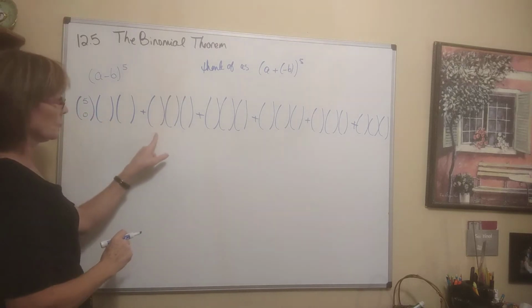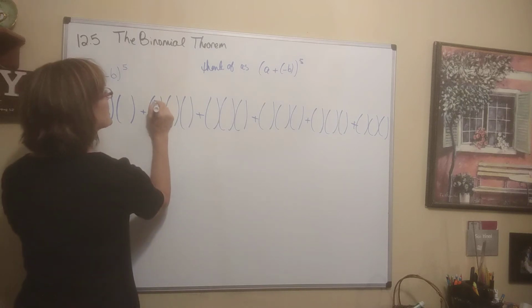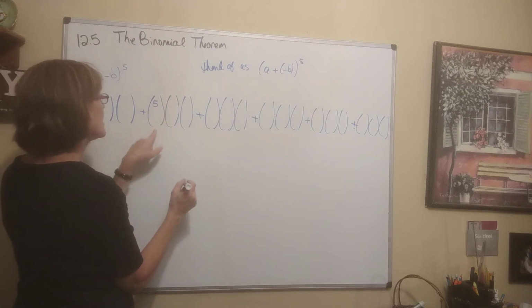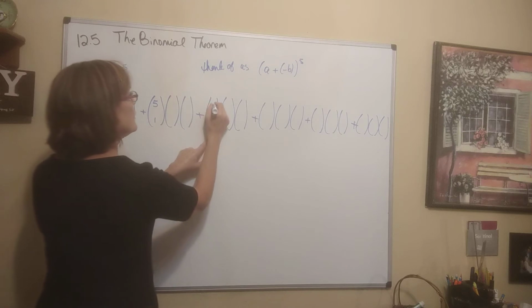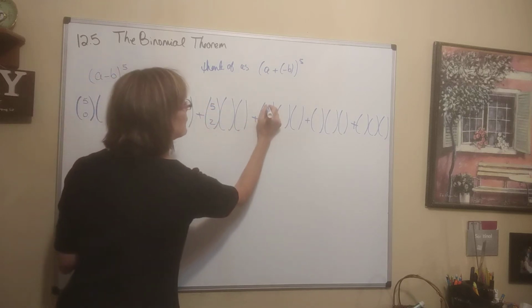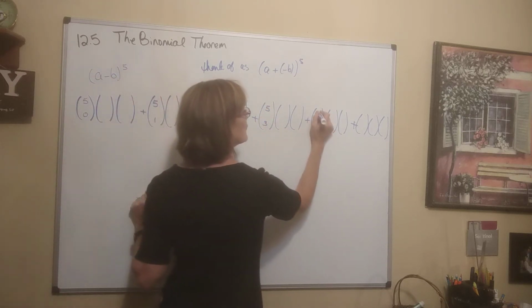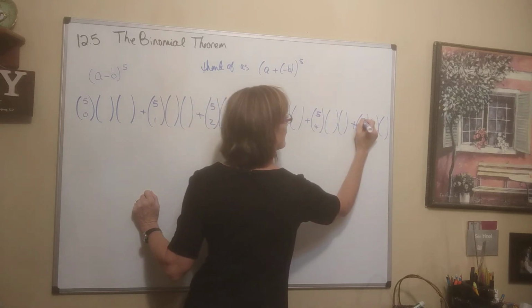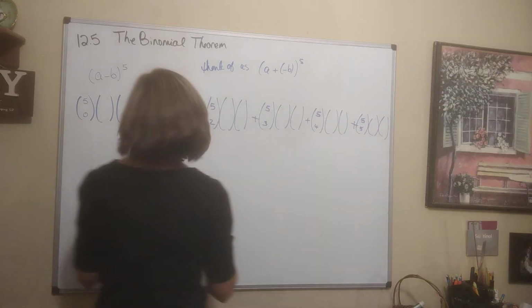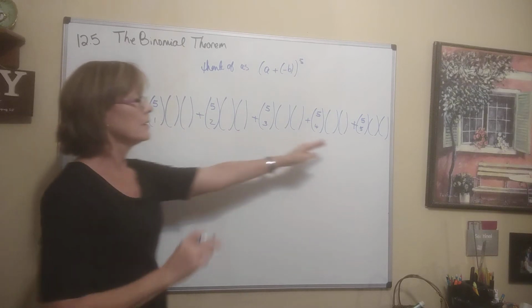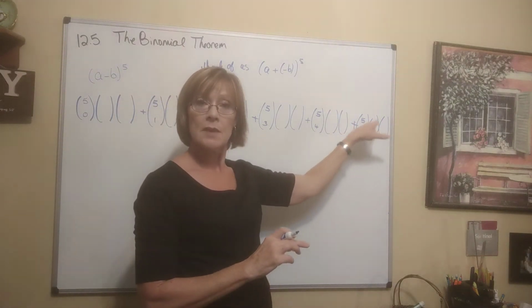So then when you go to your second term, this is always going to be a 5, but then this starts counting up. From 0, it goes to 1. 5 goes to 2. 5 goes to 3. 5 goes to 4. 5 goes to 5. That's what the first one is, the n choose r. And you'll know you're finished when you have the same number.